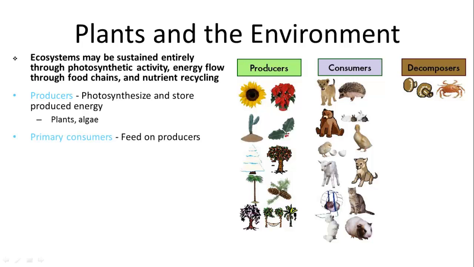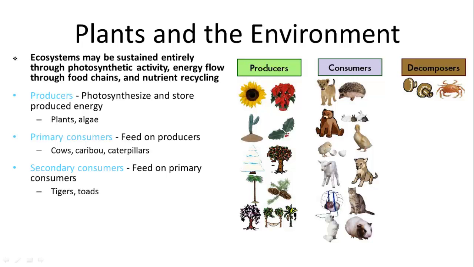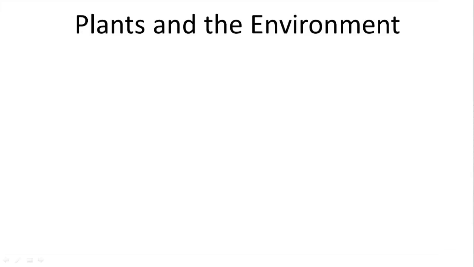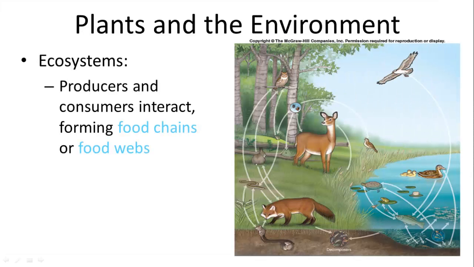Then you have primary consumers. These are herbivores that eat on these producers, these plants. And then you have secondary consumers, which feed on the primary consumers, and decomposers, which help to break down organic material after things have died and wasted away. And these help to also reassimilate those back into the environment. So ecosystems include producers and consumers and their interactions.